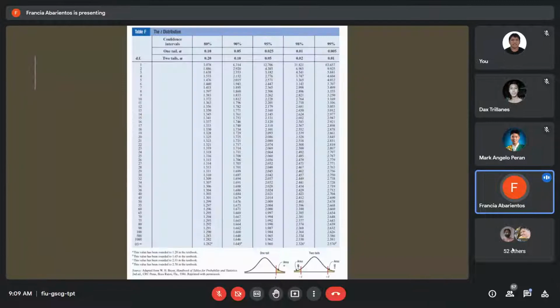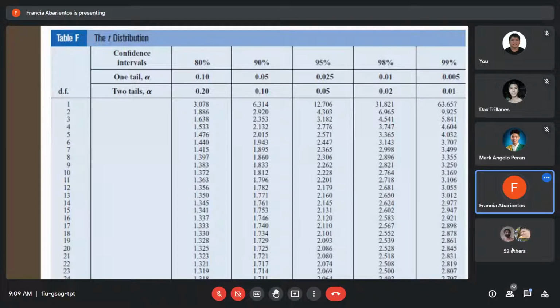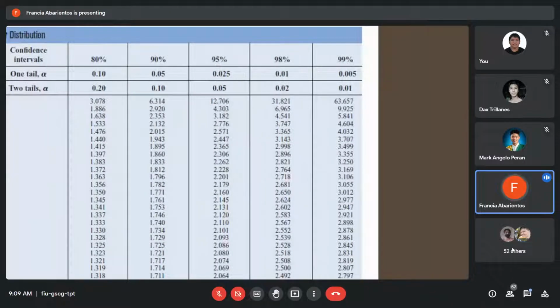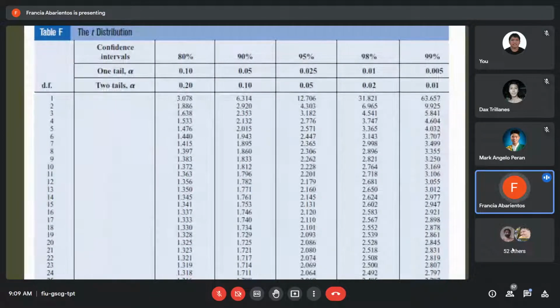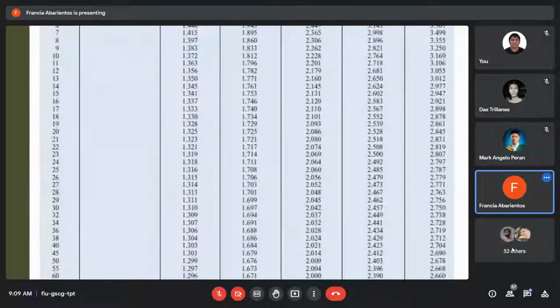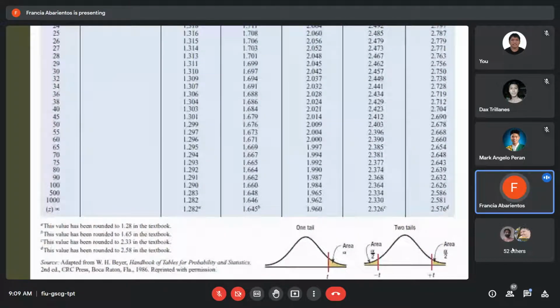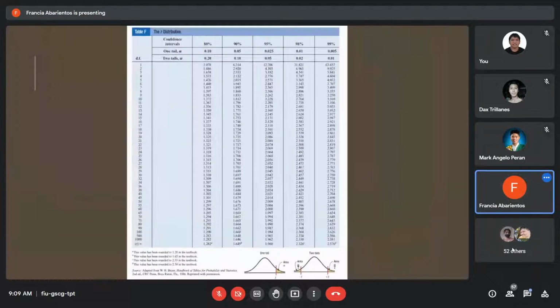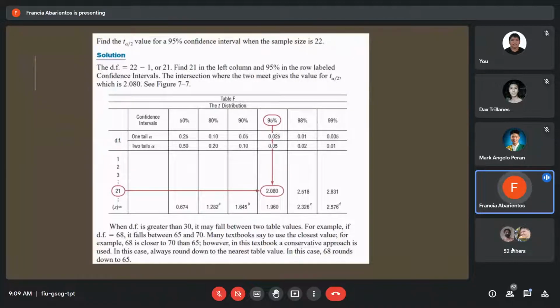So this is a simple table of the t distribution. You can see that we will solve for the degrees of freedom, and we are given the different confidence intervals, and so on and so forth, one-tailed or two-tailed. So how do we get a t-distribution value?